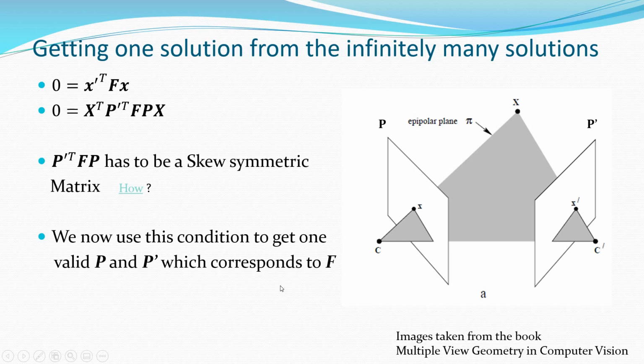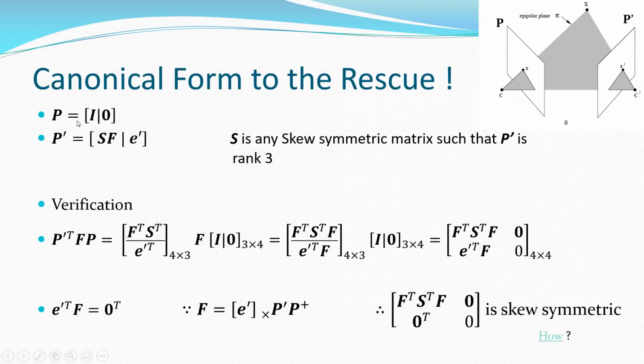So we are going to use the canonical form. We know that we can keep one camera matrix as I0. So we are done with one camera matrix P, that is I0. If we set this as I0, then we will have to set P dash like this.